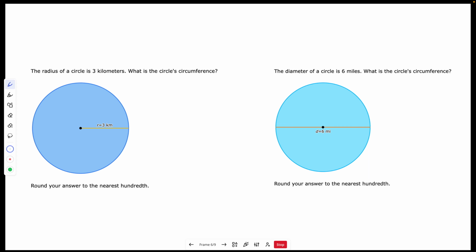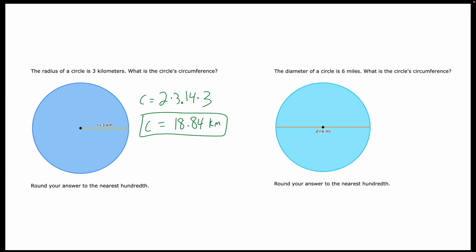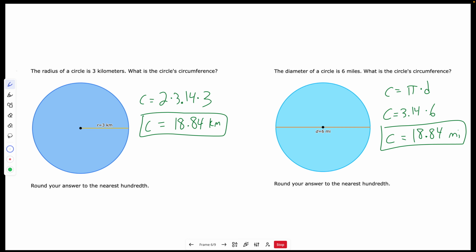Okay, now that you've had time to work these problems, let's check your solutions. For the first problem, here is the work. You should have gotten 18.84 kilometers. And for the second problem, here is the work. You actually get the same answer of 18.84, except in this problem it is in miles.